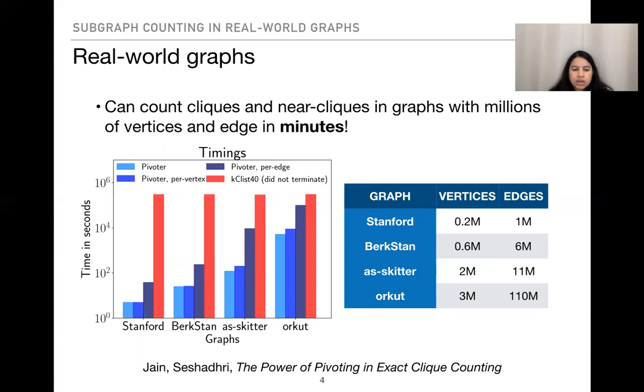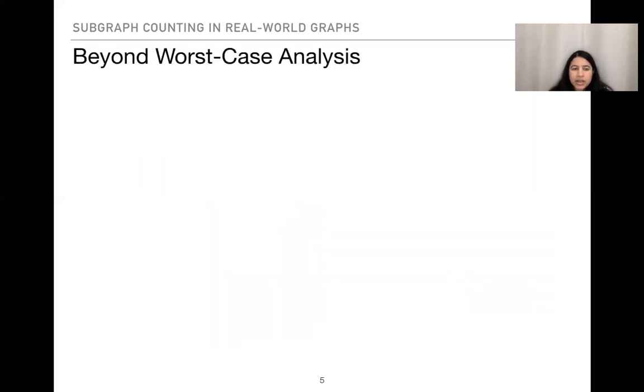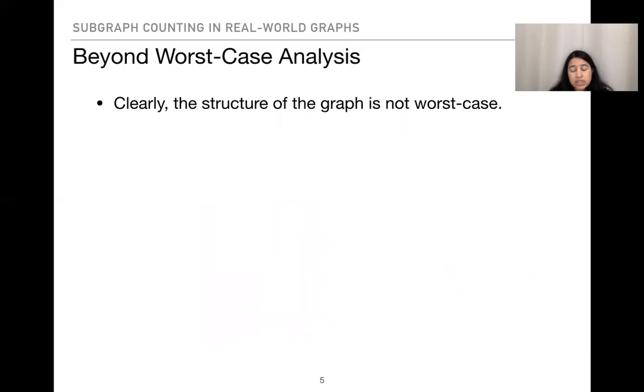As you can see, for three out of four graphs, the algorithm ran in minutes, and for Orkut, it took about a couple of hours. And this was on a commodity machine, and this was a sequential algorithm, so it did not even use parallelism. Bottom line is that these algorithms work really, really well in practice. And so clearly the structure of the graph is helping the algorithms, and it's not worst case.